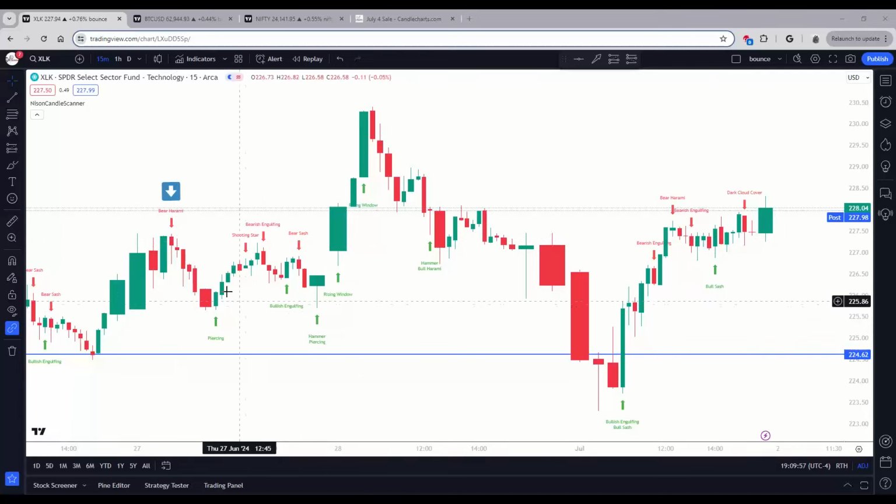The reason why I picked that is because we had a couple of times where we tested that resistance line. So what I'm going to do is bring down my little shortcut guide and draw in a line.